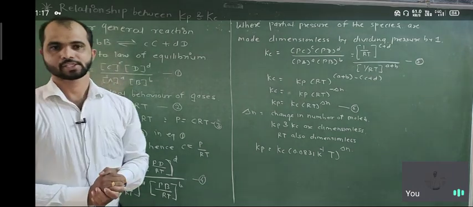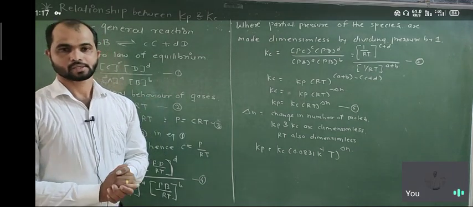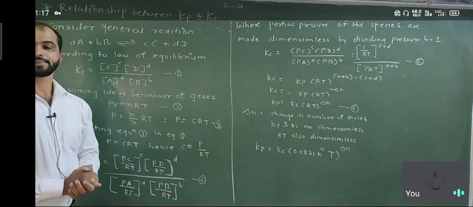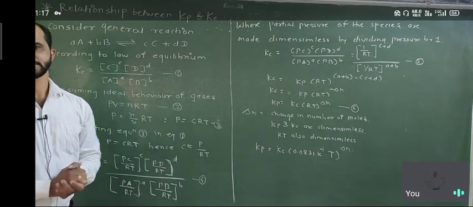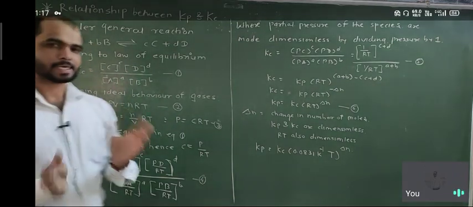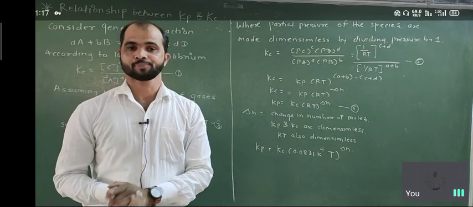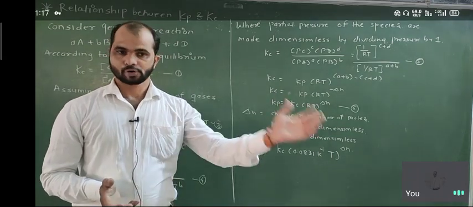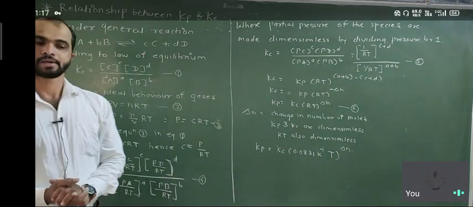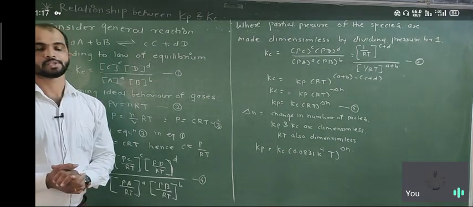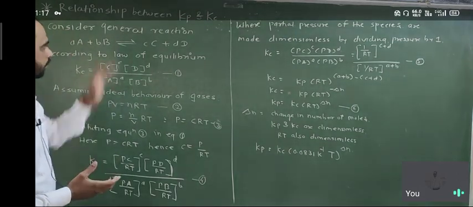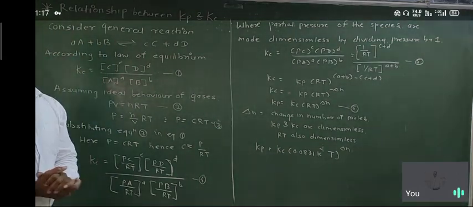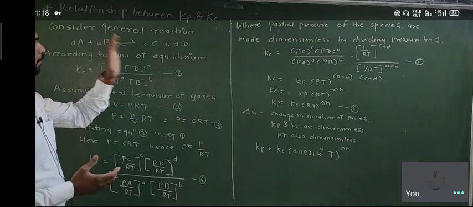In the previous lecture we discussed some terms about chemical equilibrium, mostly the extent of reaction, and how we decide whether the reaction is more favored towards the product side or the backward side. We will understand more about this. So today the topic is the relationship between Kp and Kc.